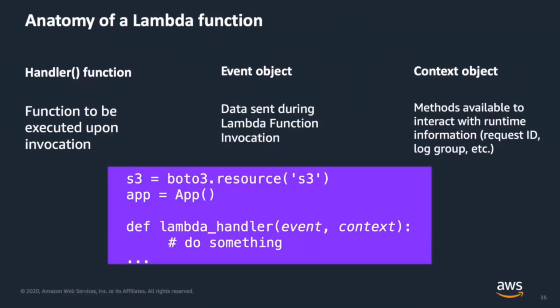You also have the event object. This is the data that you send during invocation. For example, this contains the content of an API request, the item of an SQS queue item, or the location of a file on S3. Next, you have the context. The context object gives you information about the actual execution of the Lambda.